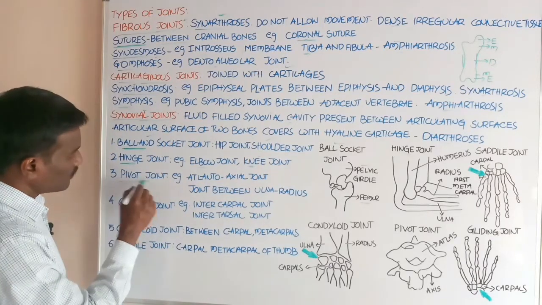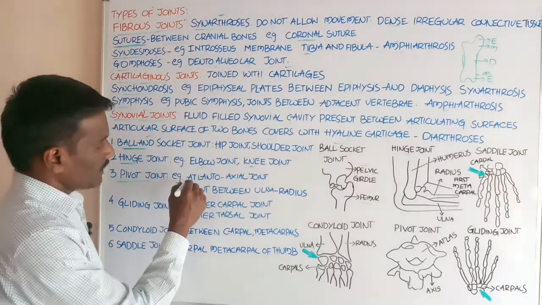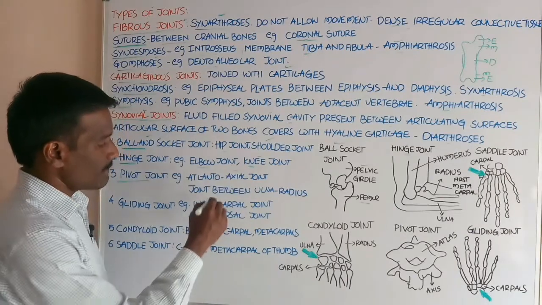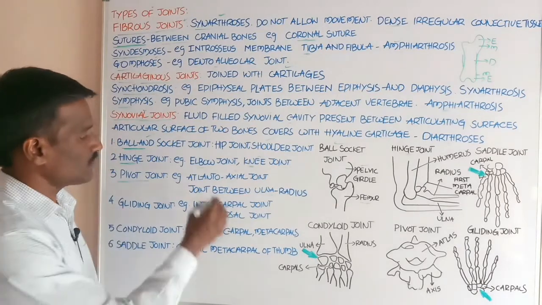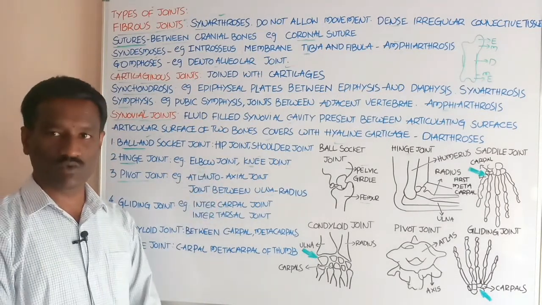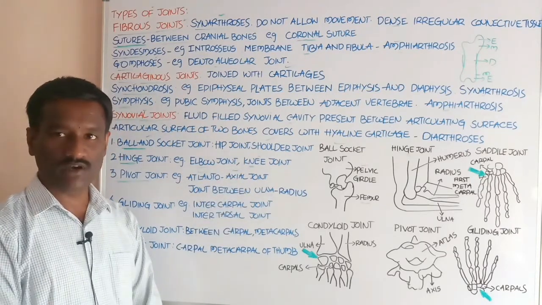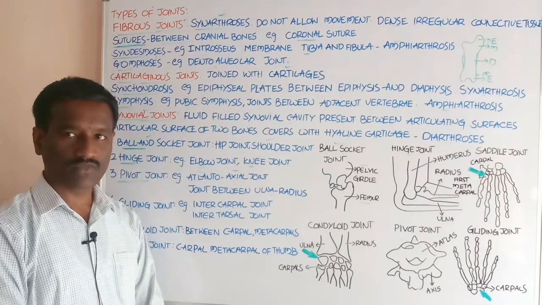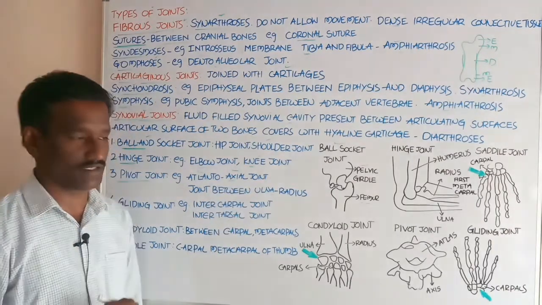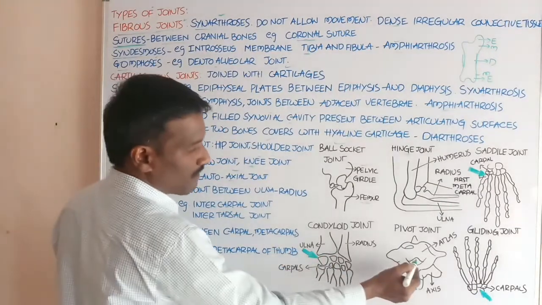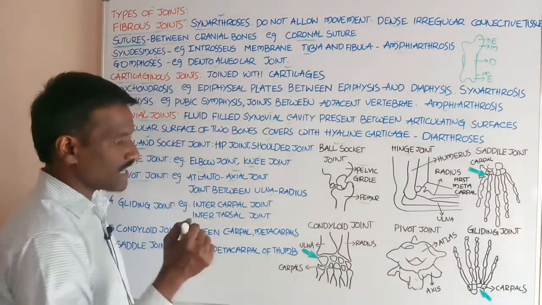Next, pivot joint. What about the pivot joint? Examples: atlantoaxial joint, and the joint between ulna and radius. Already you know about the atlas. Atlas is the first vertebra in the vertebral column, and axis is the second vertebra. The axis has a strong odontoid process. This is the axis.